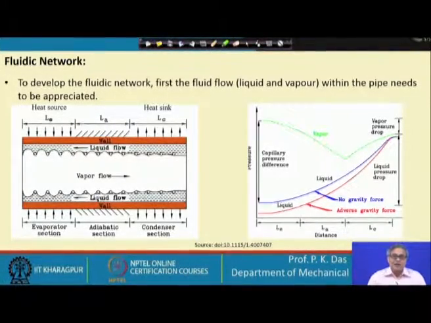Now, what is driving the flow? There is no pump, there is no fan, but there is a flow and circulatory flow, and not only that, two types of fluids are involved. One is a gas or a vapor and another is a liquid. So, you see this is a very intelligent kind of arrangement.